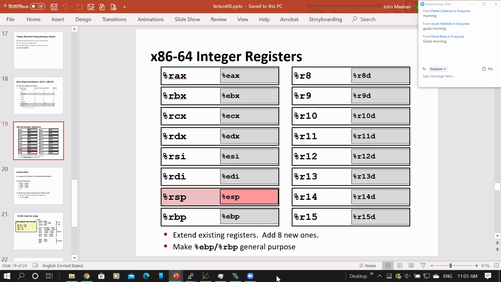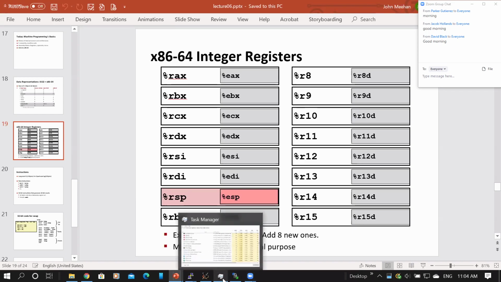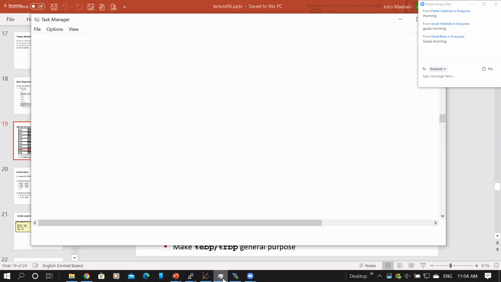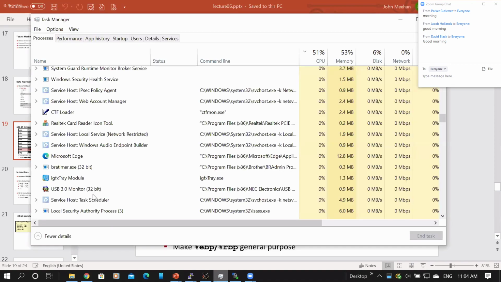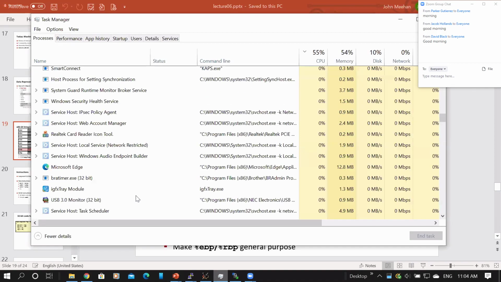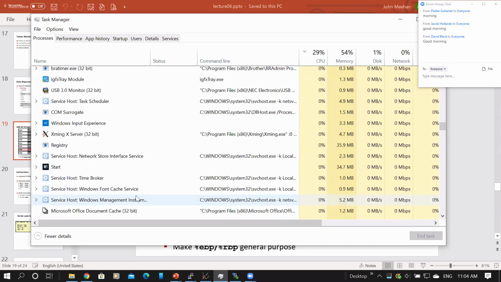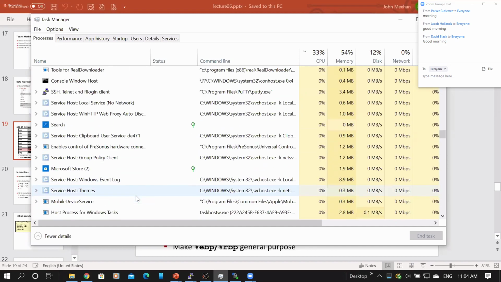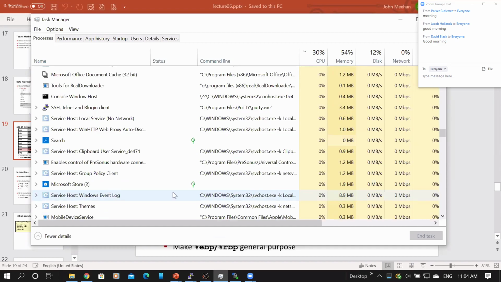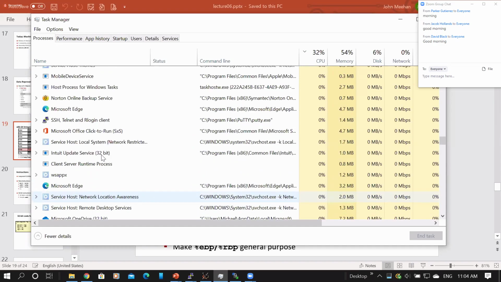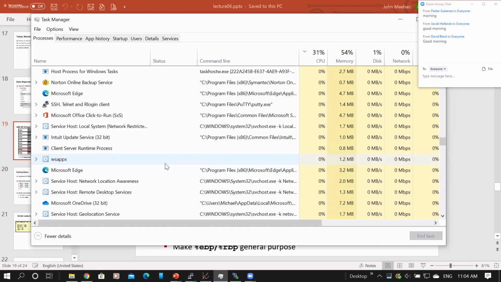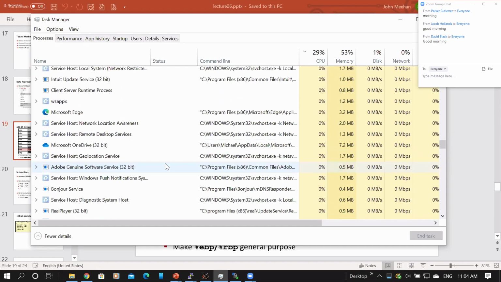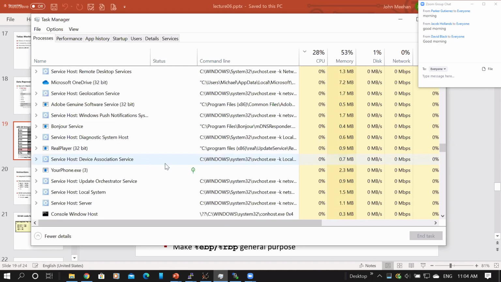And you say, well, why do I care if my 32-bit code runs on the 64-bit machine? Well, running on this computer, you'll see a lot of these say 32-bit, right? Those are 32-bit programs running on this 64-bit machine. And so there's a lot of code out there that is still old 32-bit code that runs on these 64-bit machines.